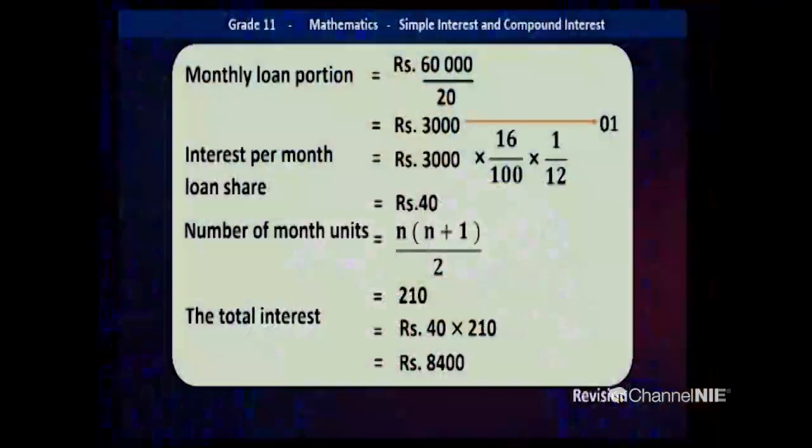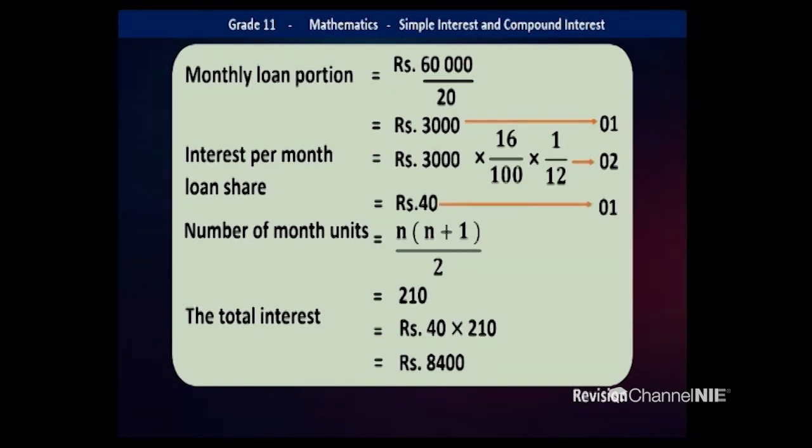Right. Now for that also I think it is important for you to know how the marks are given. Monthly loan portion 3,000, 1 mark. 3,000 into 16% into 1 upon 12. What is it? Interest for a monthly unit. So many calculations. A line. Therefore 2 marks. Answer again 1 mark. Then number of month units. Just 1 mark for the answer. Total interest 8,400. What we did?